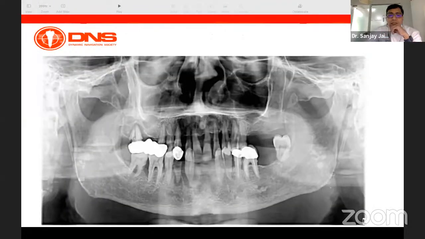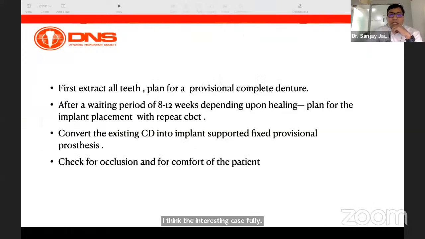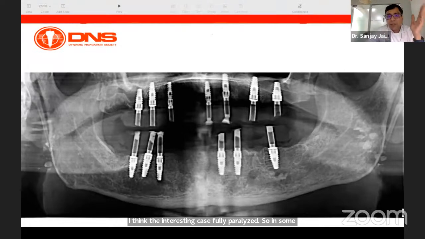And the next interesting case: fully periodontally compromised. So in such situations, what I do is I first extract all the teeth, give the patient complete dentures, and tell the patient to wait for precisely 2 to 3 months. Then we went ahead and planned the implants with the navigation. Here we used something known as micro implants to achieve that.